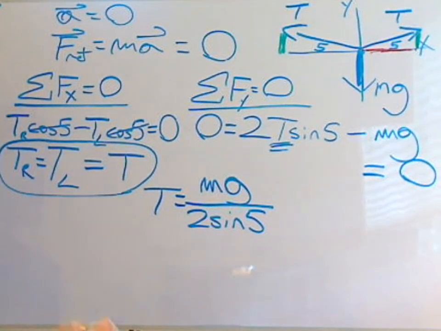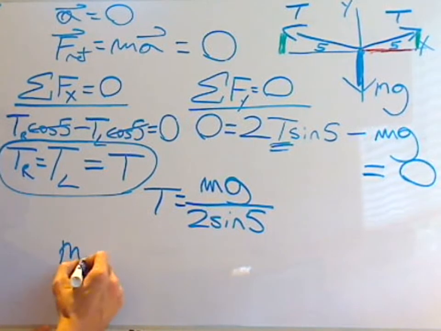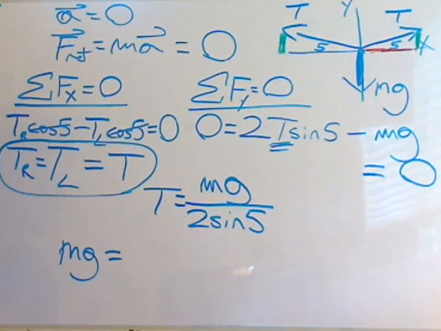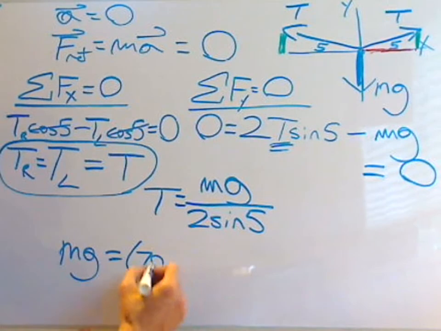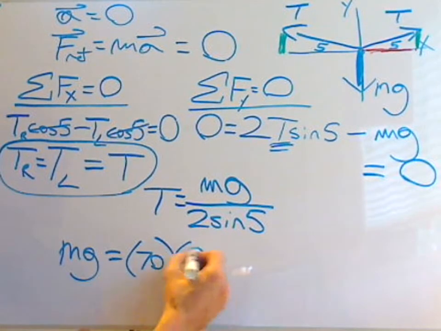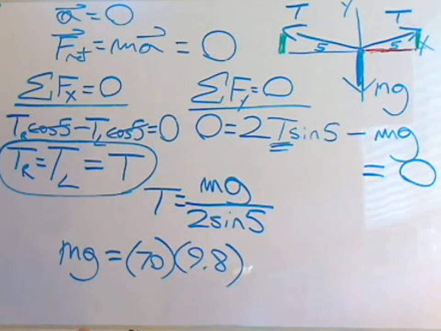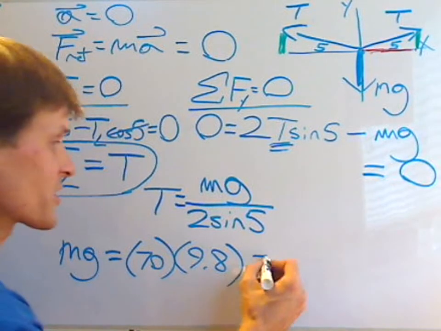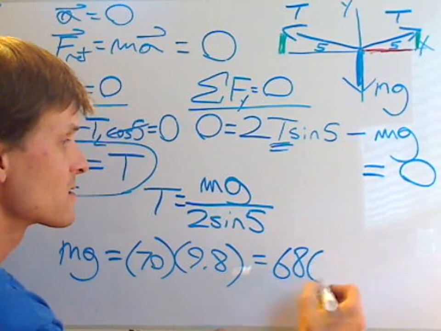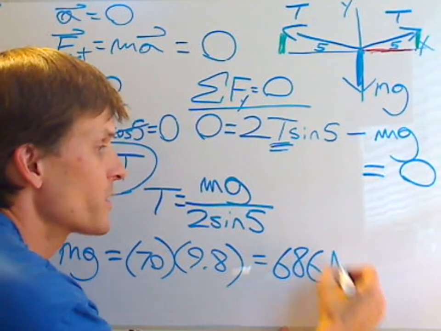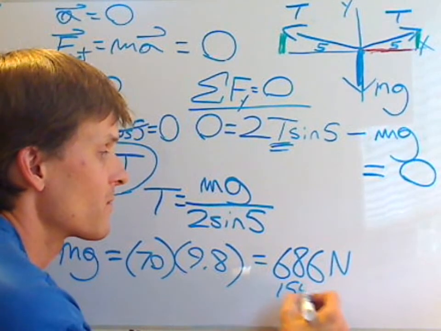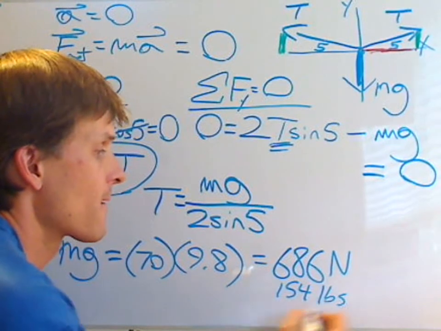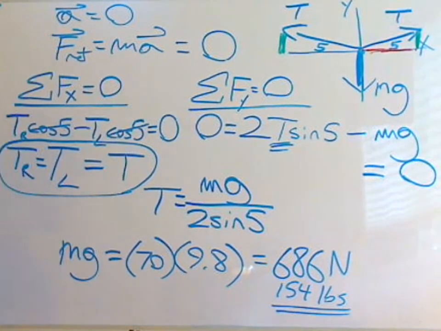Okay? Now what is mg here? Well, mg, that's the guy's weight, the tightrope walker's weight. And his mass is 70 kilograms. g is 9.8 meters per second squared. And that gives you the result 686 newtons, which is about 154 pounds or so. So that's what mg is. That's what the weight of the tightrope walker is.